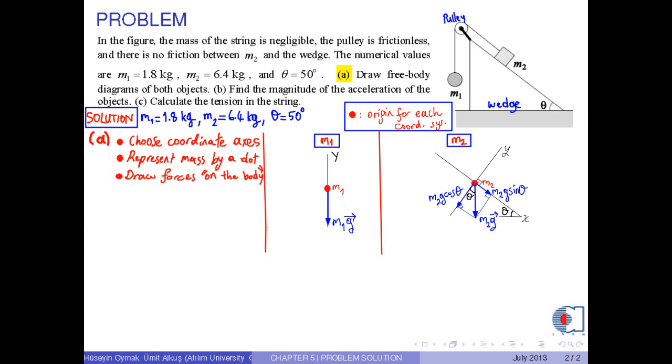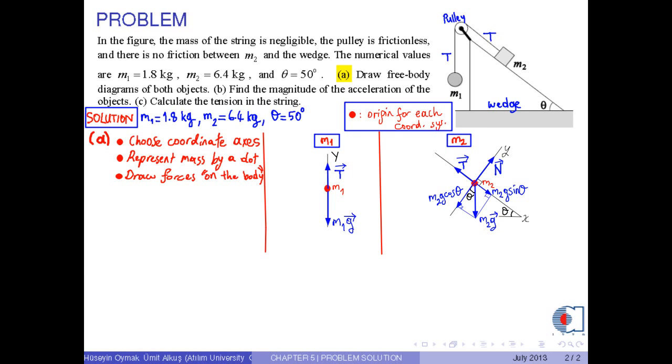Secondly, we draw the normal force perpendicular to the surface if there is a contact with any surface. In our example, only M2 is in contact with the surface, so the normal force is drawn to be like this. Finally, we draw the tensional force for each body like this. At this point, it is important to note that the tension, that is the magnitude of the tensional force on the same string, is the same everywhere on the string. However, the direction of the tensional force on each body have to be drawn different.